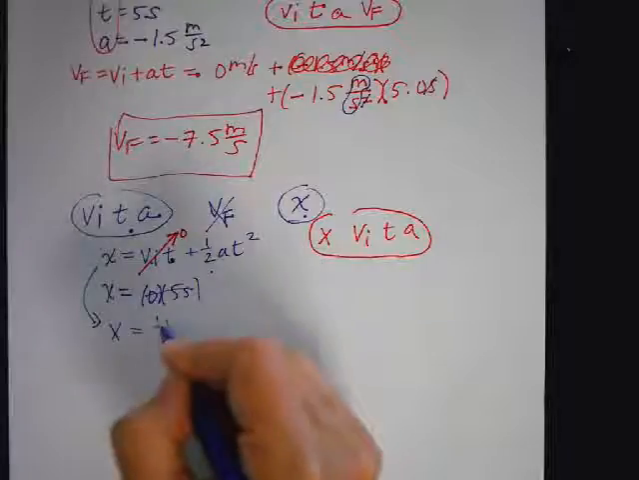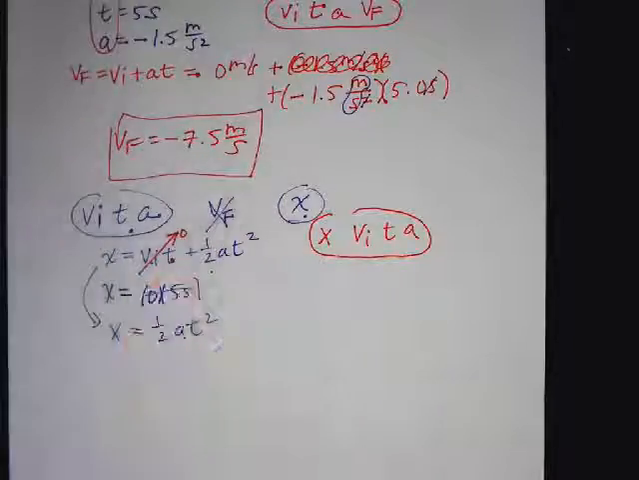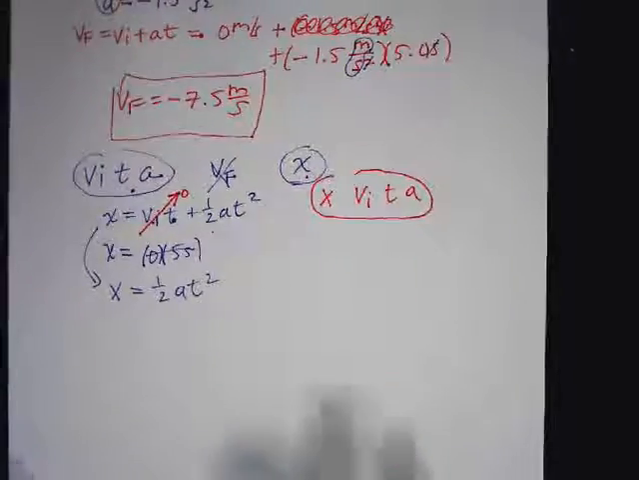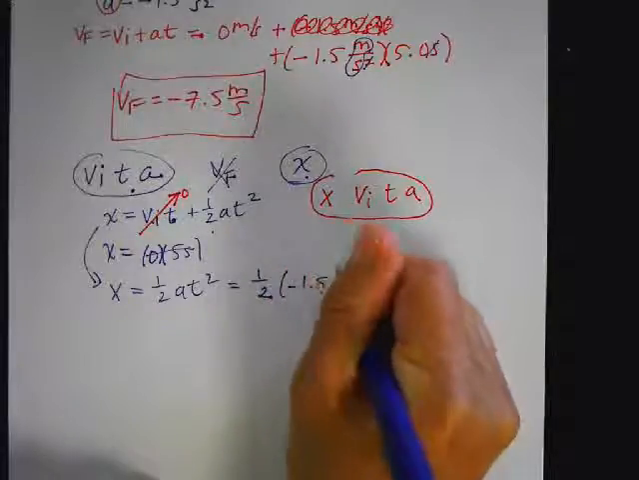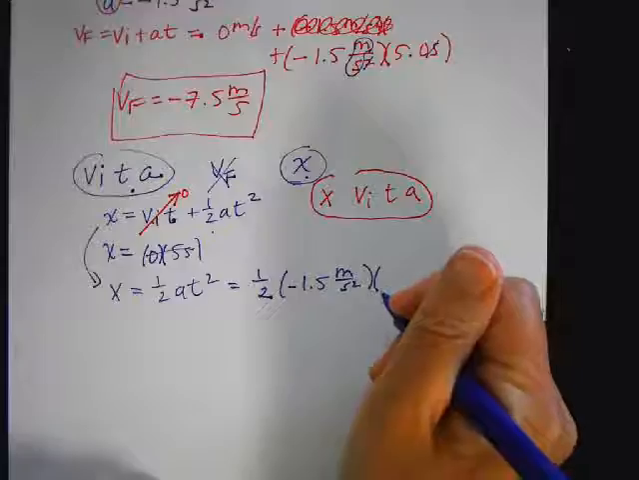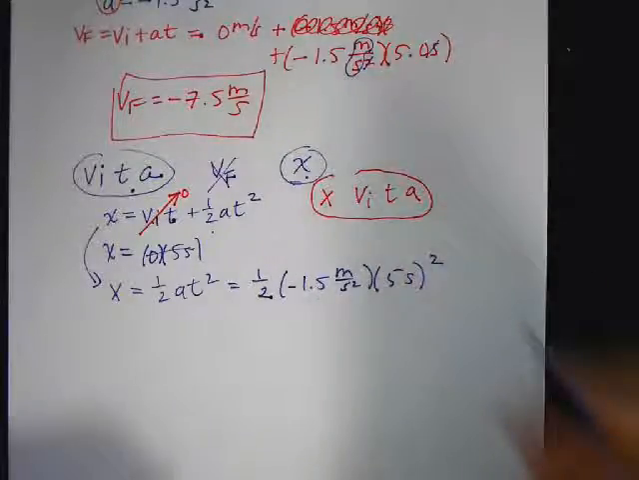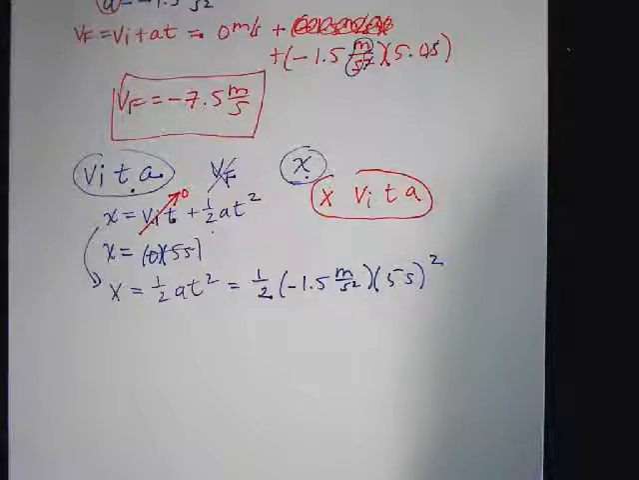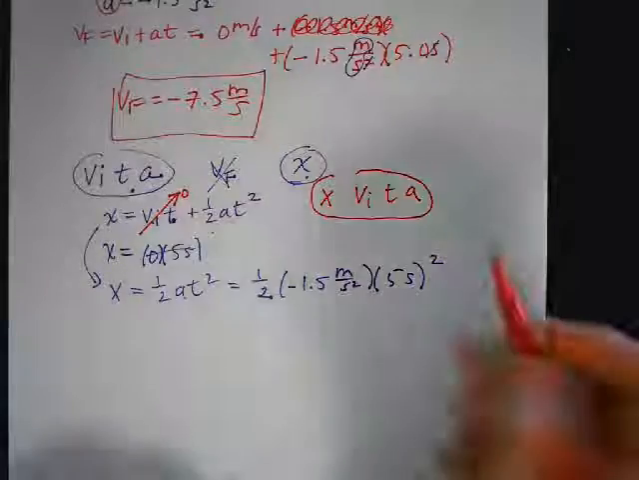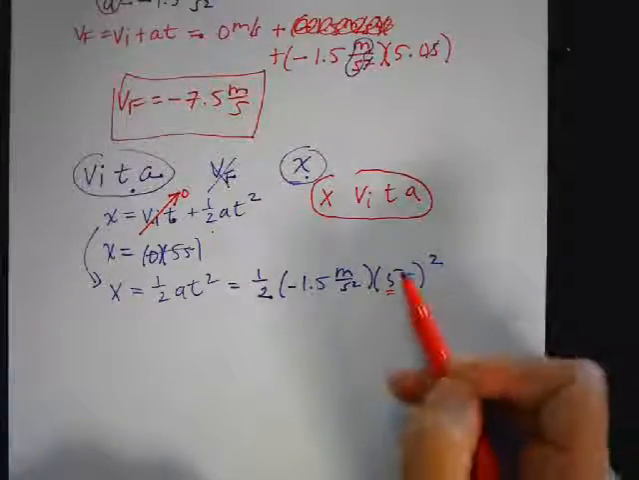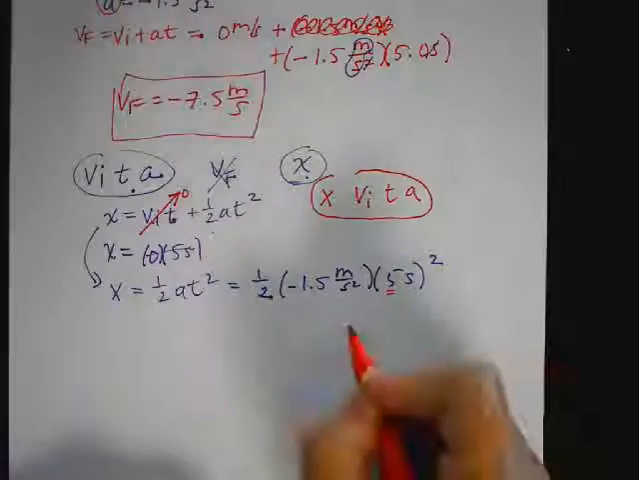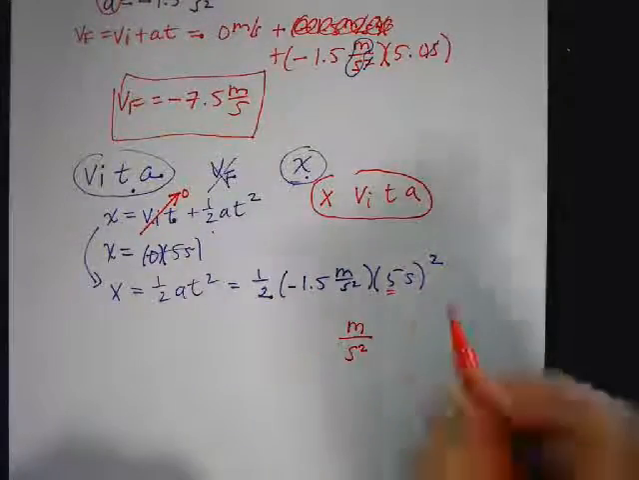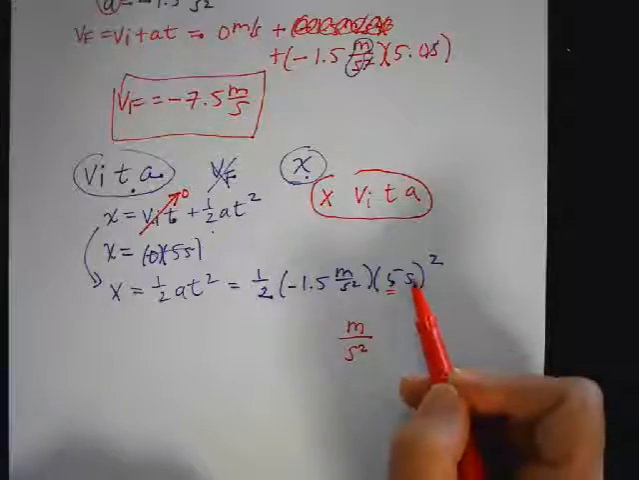Now it's easier to just substitute in here: 1/2 times negative 1.5 meters per second squared times t squared, which is 5 seconds squared. Now, this is another place where people make a mistake. This whole thing is squared. Whatever mathematical function I do to the number, I do to the unit. So let's look at the units first. I have a meter per second squared, and when I square this 5, I also have to square this second, so this becomes second squared. Now this second squared cancels with that one, and I end up with meters.